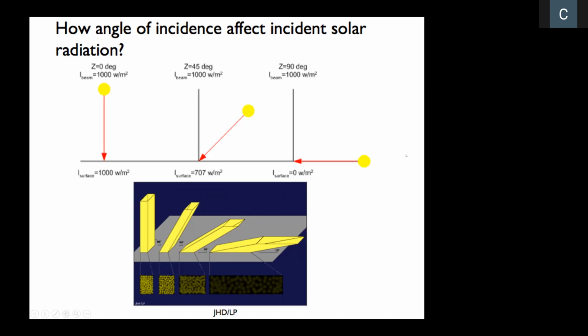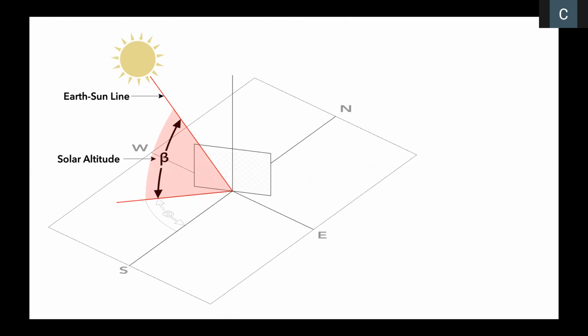Of course, if the sun is shining at a 90-degree angle to the zenith, which is to say it's coming straight from the side, nothing is going to fall on that ground plane, and then you've got 0 watts per square meter. So that should make intuitive sense.